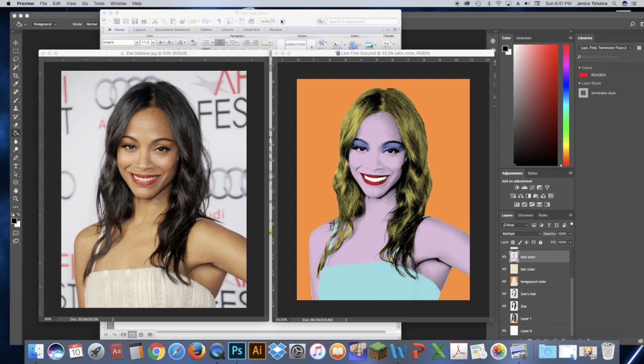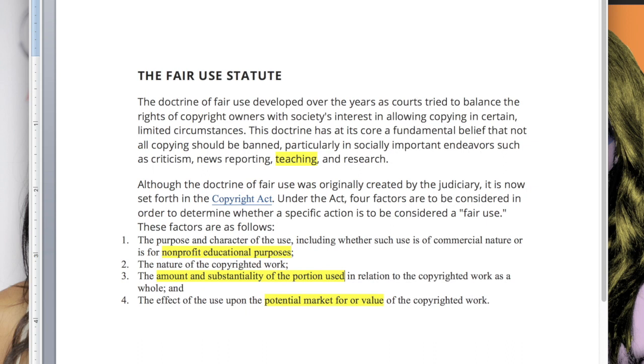Now I want to talk a little bit about the Fair Use Act. Here is a summary of the Fair Use Act, and I'm just going to read this to you, and then we'll talk a little bit about it. The doctrine of fair use developed over the years as courts tried to balance the rights of copyright owners with society's interest in allowing copying in certain limited circumstances. This doctrine, at its core, is a fundamental belief that not all copying should be banned, particularly in socially important endeavors such as criticism, news reporting, teaching, and research.